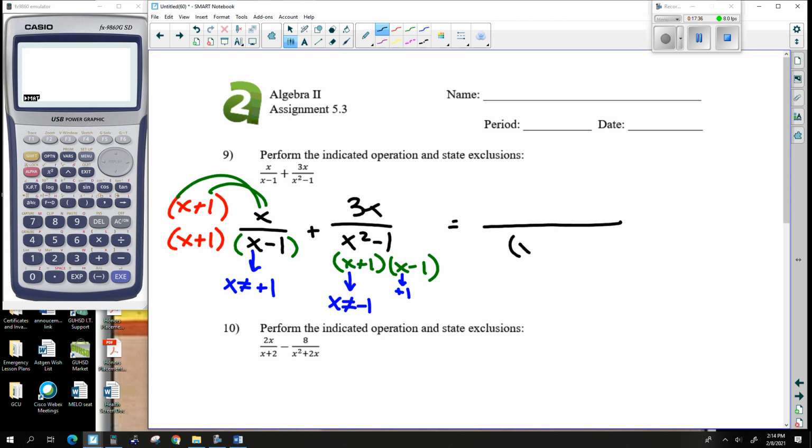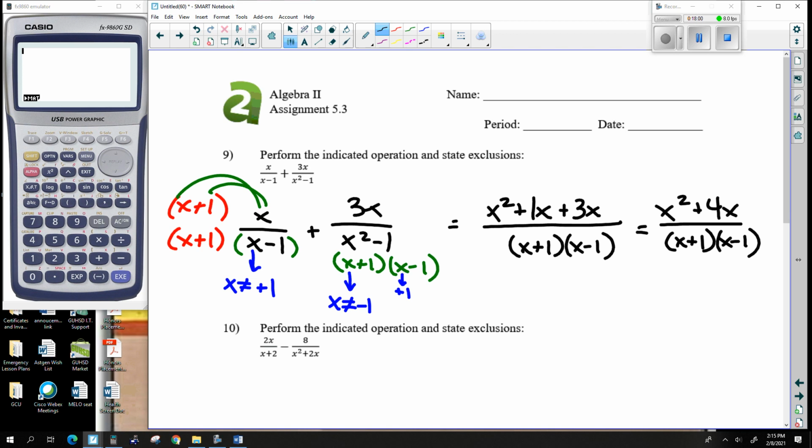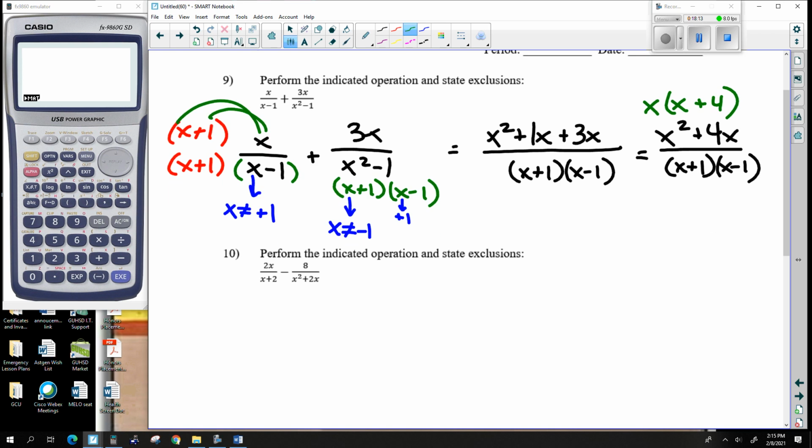So the denominator is plus 1, minus 1. And this is what? x squared plus 1x plus 3x. I don't know if they'll ask you to factor this at all, but you could. It won't really do anything, but the answer might be x plus 4, but again, it doesn't simplify or anything, so that's what it is.